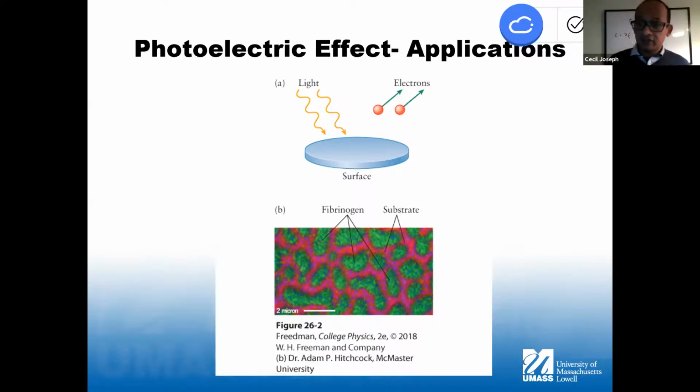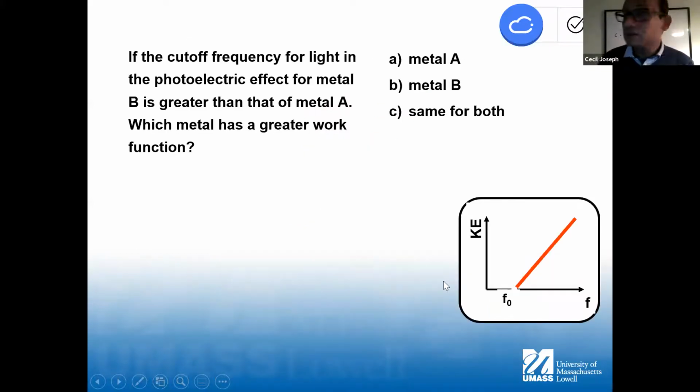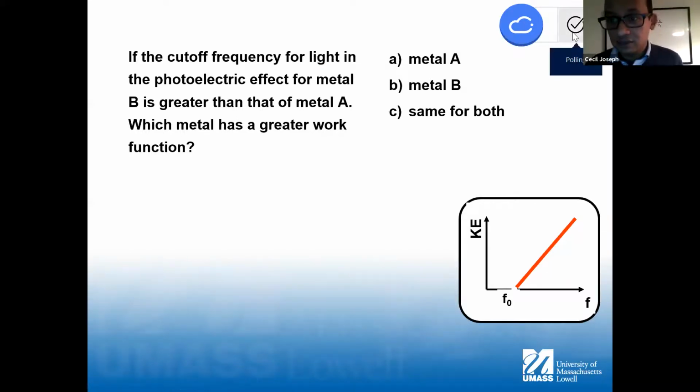Other uses of the photoelectric effect: solar cells, Einstein's Nobel, etc. Okay, I know you've been waiting for clicker questions.